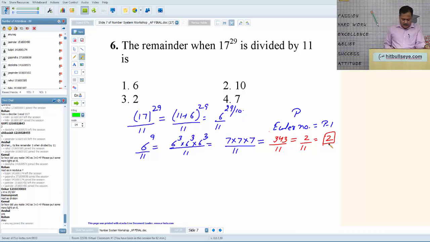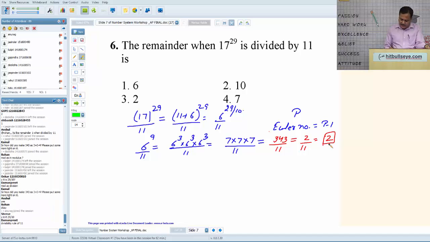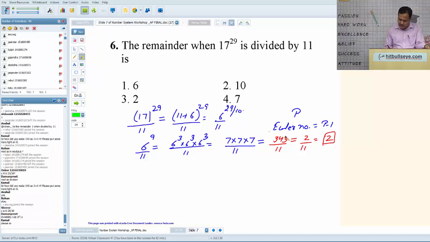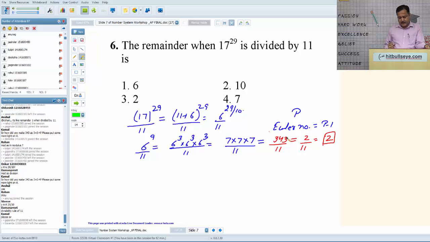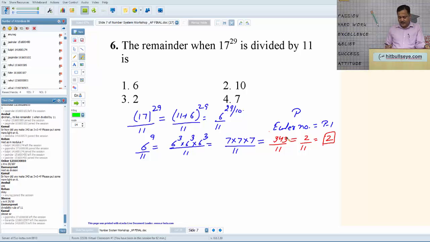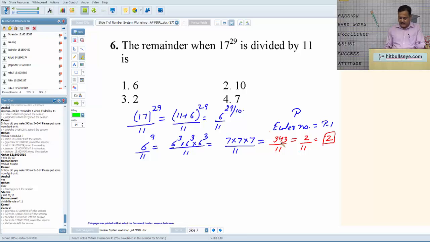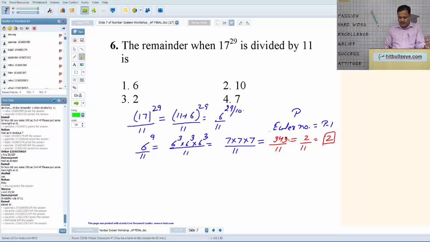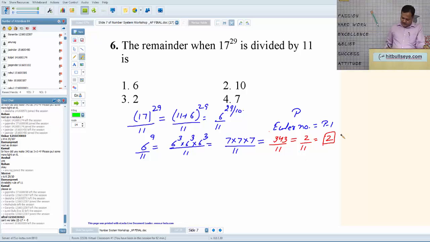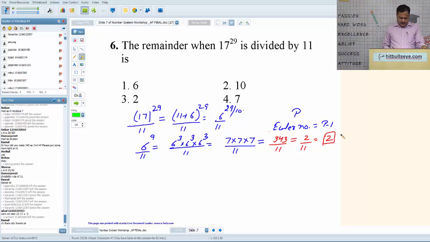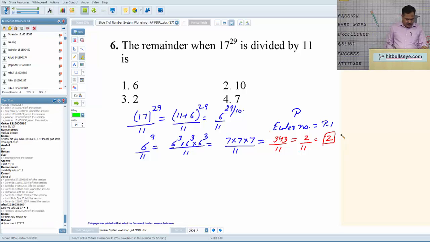See Kamal, this is not 3 plus 3 plus. The divisibility rule of 11 is: the difference between the sum of odd position digits and even position digits should be 0 or a multiple of 11. Now odd position digits 3 plus 3, 6. Even position digit there is only 4. So 6 minus 4, 2 by 11, remainder would be 2. So this is the divisibility rule of 11. So let us move to the next question.